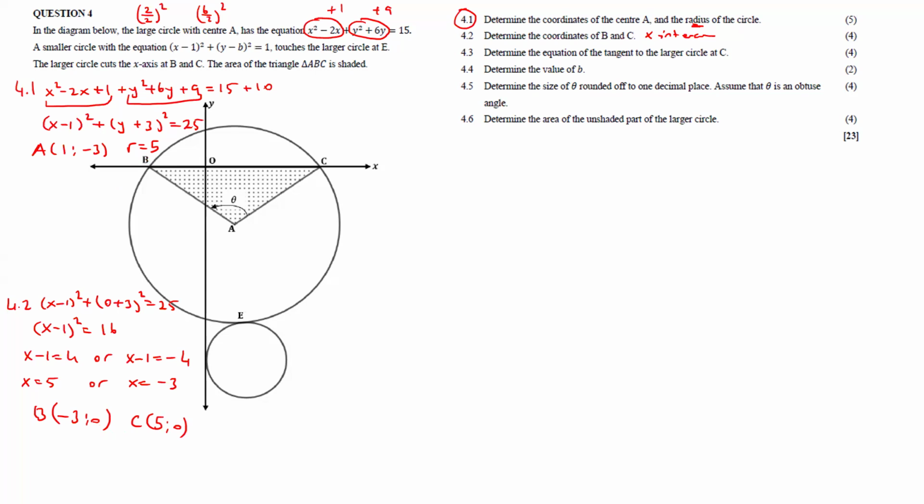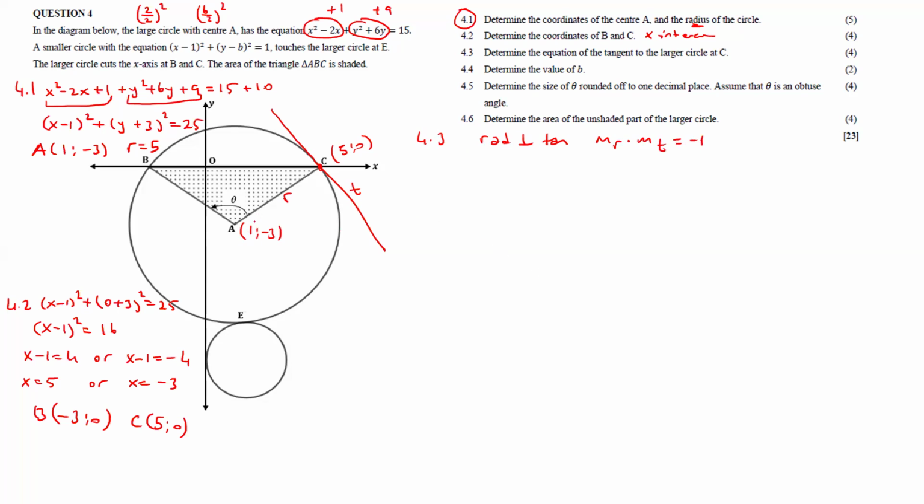4.3, determine the equation of the tangent to the larger circle at C. So that means we have a tangent line to the larger circle, which is going through C. The coordinates of C we just found out as 5 and 0. The coordinates of A were 1 and negative 3. So this is our radius, that's our tangent. You know about tangent and radius, you know the theorem. The radius is always perpendicular to the tangent. As a result of this, the gradient of the tangent times the gradient of the radius is always equal to negative 1.